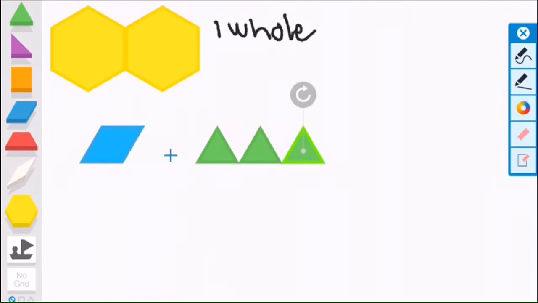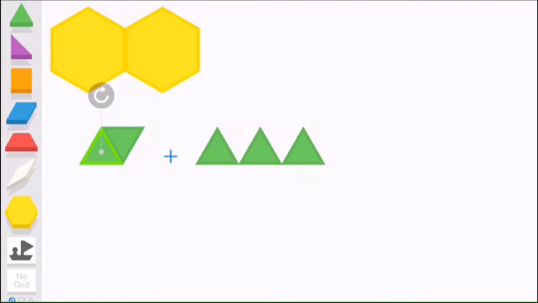1 triangle equals 1/12. So 3 triangles is going to equal 3/12. So next we need to convert the rhombus into twelfths. 2/12 plus 3/12, which equals 5/12.